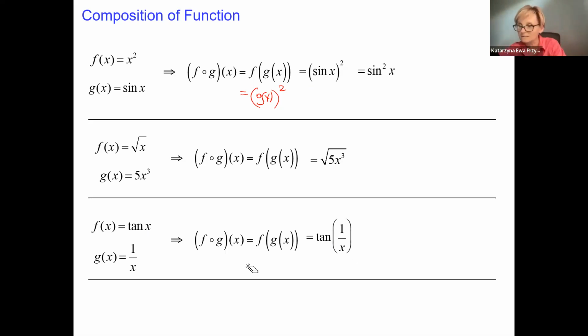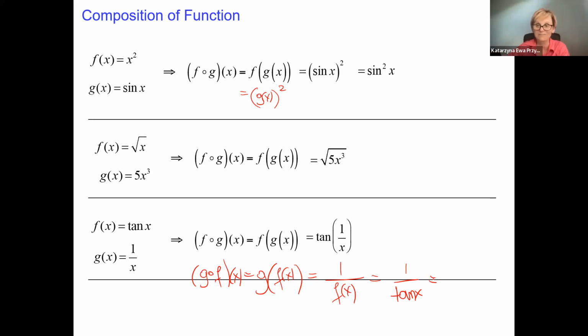What about if I ask you the other way, g compound with f, g of f of x? What will be the formula? G is the outer function. We can see the formula for g of x is 1 over x. That means now we will have 1 over f of x, 1 over tangent of x. What is 1 over tangent? Yes, thank you, Enoch, and thank you, Sophia.